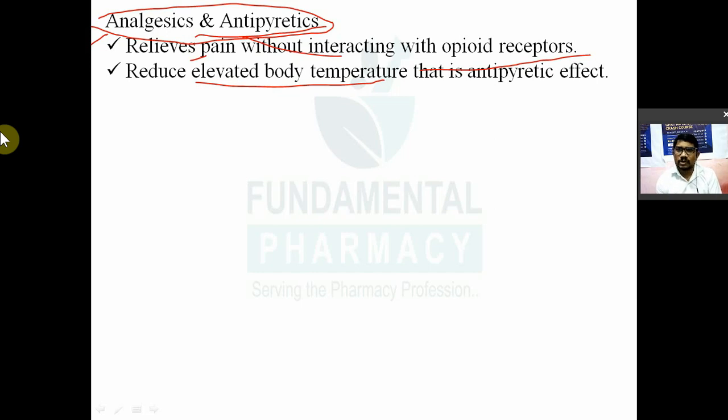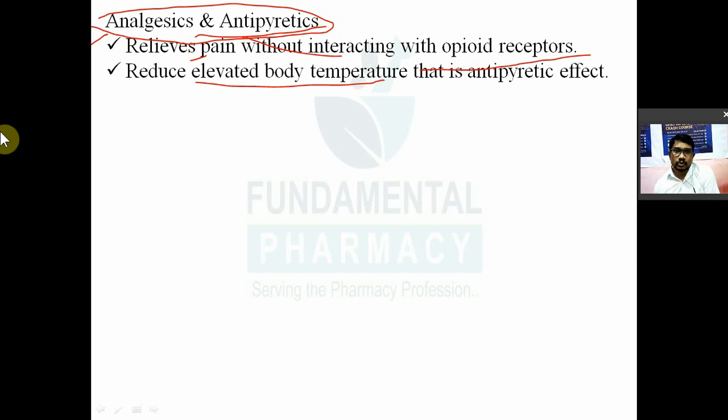most of them are uricosuric in nature. Uricosuric means what? They will increase the excretion of uric acid from your body, so they are known as uricosuric. Most of these analgesic antipyretics relieve your pain, they are analgesic, they are anti-inflammatory, they are antipyretic, and they are uricosuric in nature.